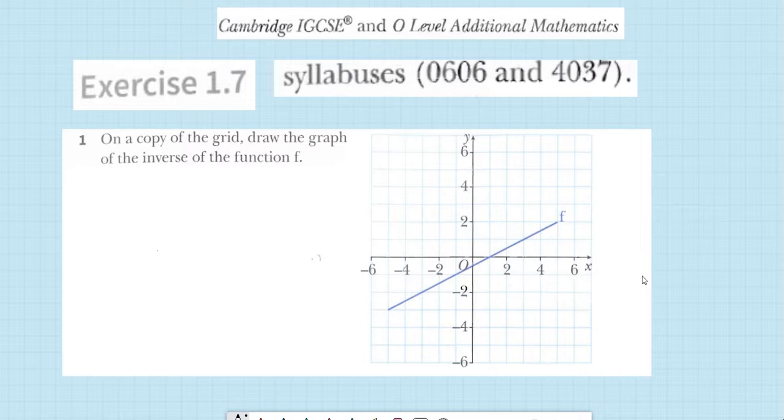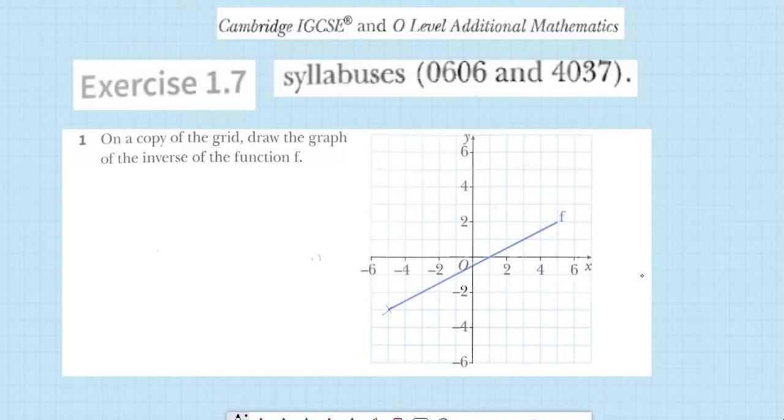So student, in this question, the graph of the function is given. You can see the blue line. Now we have to draw a graph of its inverse. Just take 2 points from this line. I am taking this point. This is minus 2, minus 4, so this point is obviously minus 2 and minus 3.